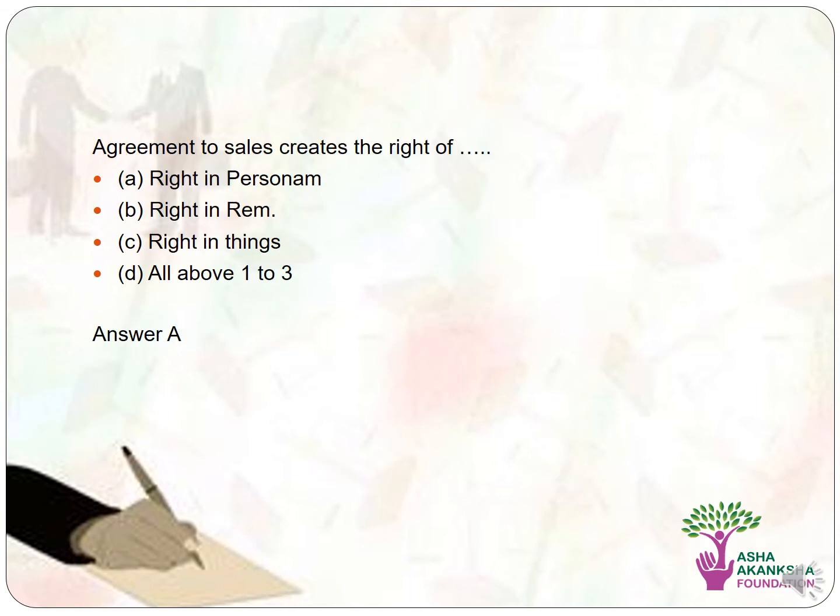The next question is, the agreement to sale creates the right of dash. The options are A, right in personam, B, right in rem, C, right in things, or D, all above 1, 2, 3. The correct answer to this question is option A, that is right in personam. What does a right in personam and right in rem mean and imply? Let's find out.